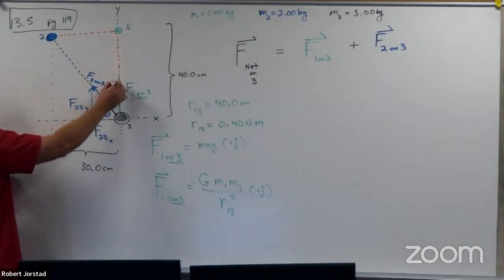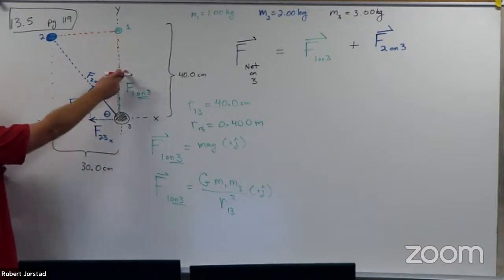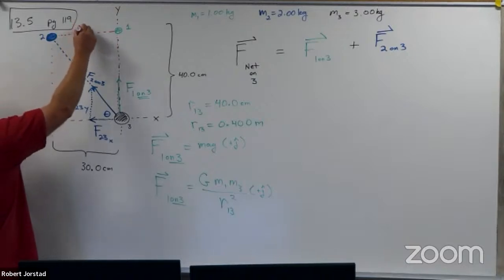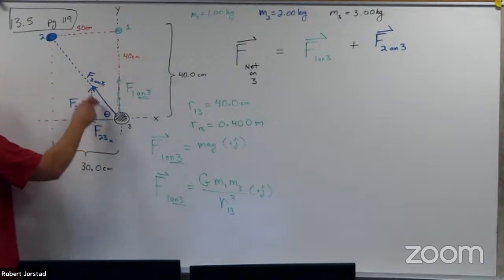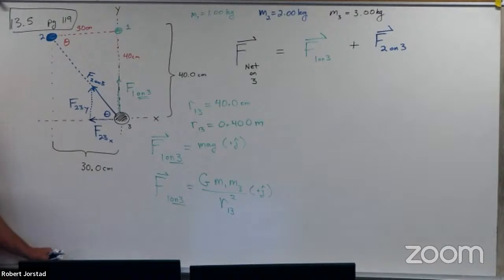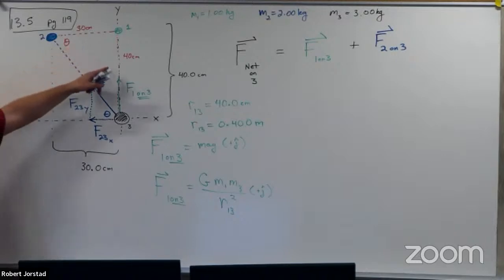Is there a triangle here? Do I know this side in distance? Do I know this side? Isn't that 30? Isn't that 40? My theta. Now check this out. You could get the angle using tan inverse of 40 over 30.